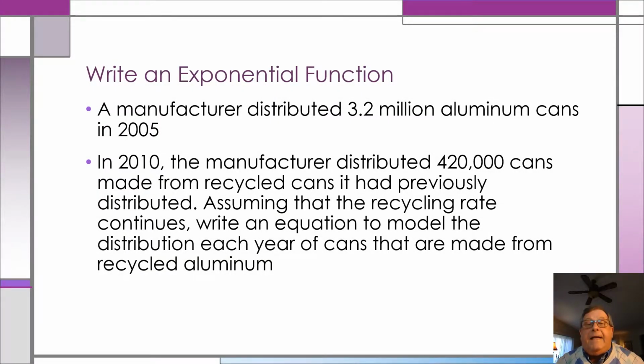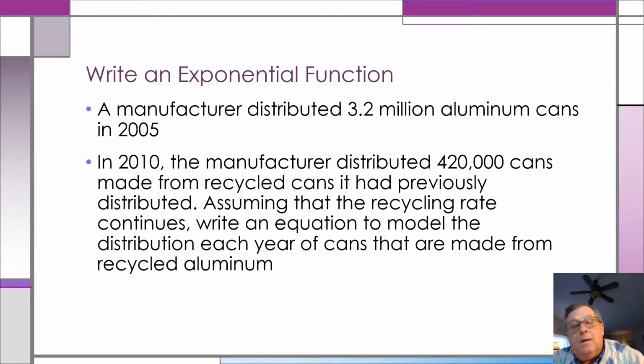Well, let's explore writing an exponential function. And we have an example here that we can work through to help us do that. It says a manufacturer distributed 3.2 million aluminum cans in 2005. Then in 2010, the manufacturer distributed 420,000 cans made from recycled cans it had previously distributed. Assuming that the recycling rate continues, write an equation to model the distribution each year of cans that are made from recycled aluminum.